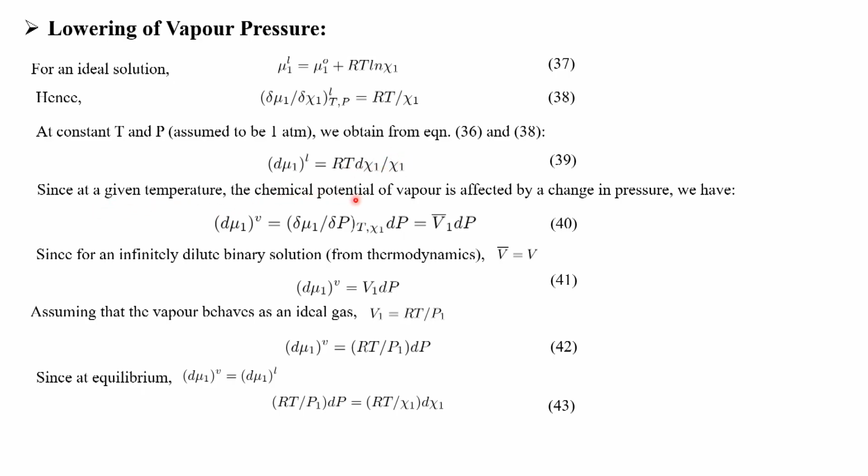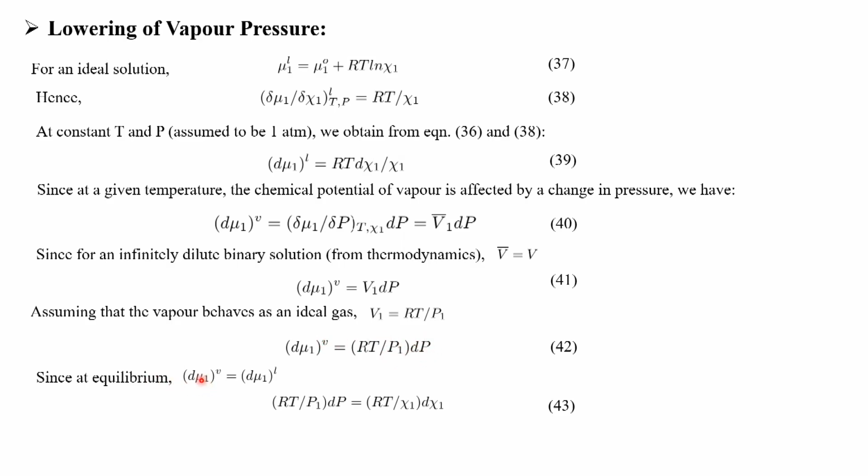Since at a given temperature the chemical potential of vapor is affected by a change in pressure, we have d mu 1 V equals del mu 1 by del P at constant temperature and x1 times dP, which gives V1 dP. For an infinitely dilute binary solution, the partial molar volume equals the molar volume V. Assuming ideal gas behavior, V1 is nothing but RT by P1. So, substituting it here, d mu 1 for the vapor phase is RT by P1 times dP.